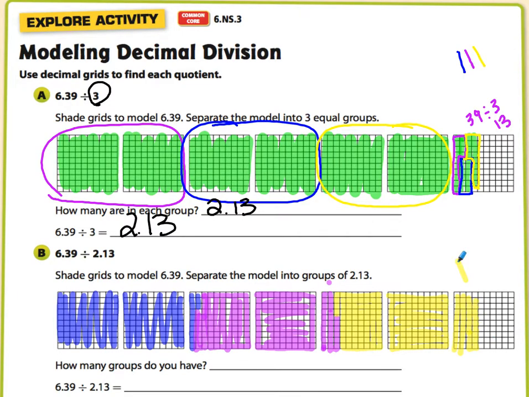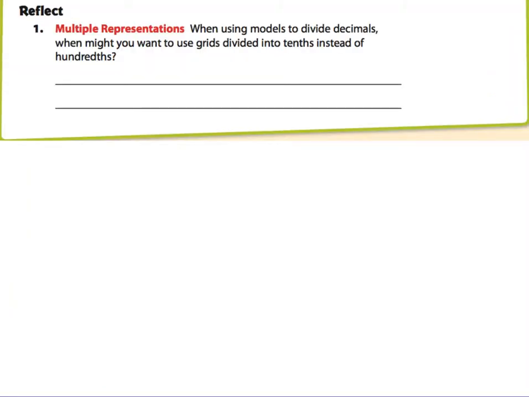Okay, so when I did that, I was able to evenly make 3 groups. So 6 and 39/100 divided by 2 and 13/100 is 3. Okay, so let's take a look at what that looks like when we are using long division. Give my board a second to catch up to me here.